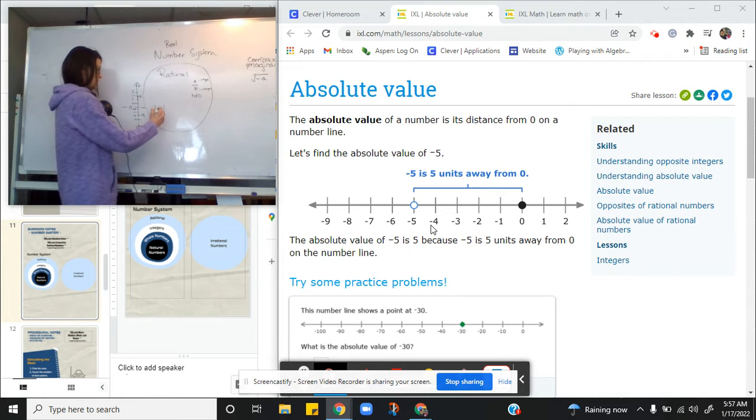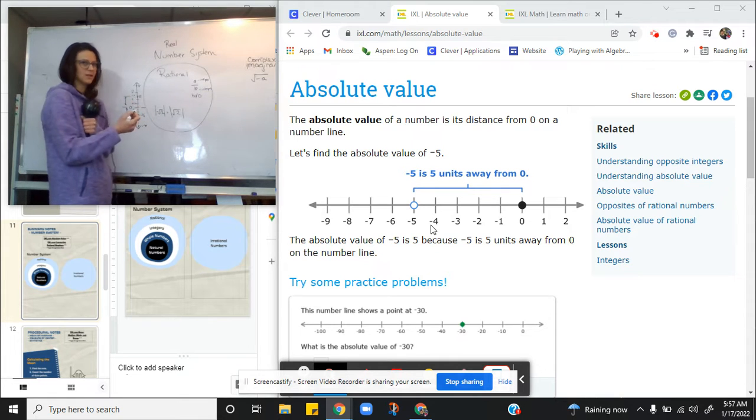So the absolute value of the negative square root of 2 is the same as the absolute value of the square root of 2. They're the same distance from 0. These distances are the same. I mean, my drawing is not correct, but they should be the same.